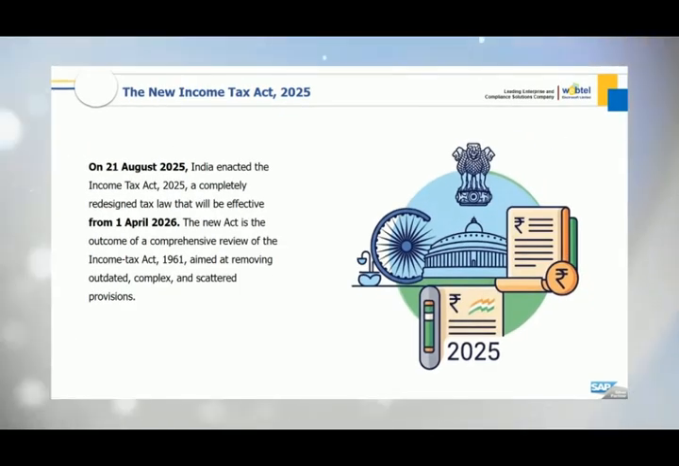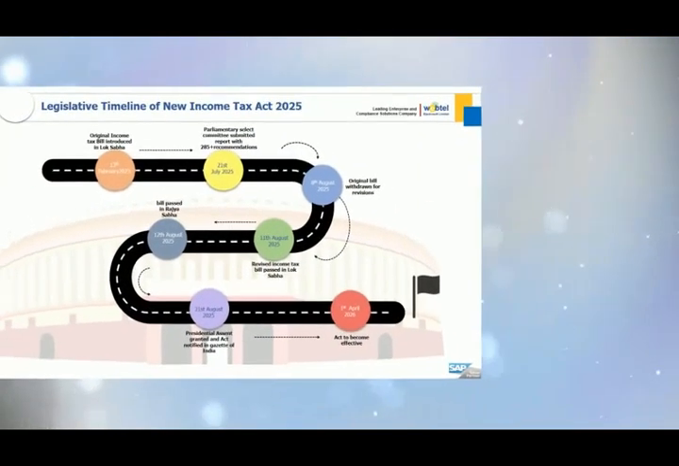About the new Income Tax Act, 2025. To address these structural issues, India enacted the Income Tax Act, 2025 on 21st August 2025. This legislation represents a complete redesign of the income tax framework rather than another round of amendments. The new act will become applicable from the 1st of April 2026, giving taxpayers and authorities adequate time to prepare for the transition. It reflects a conscious shift towards simplicity, clarity, and digital-first tax administration.